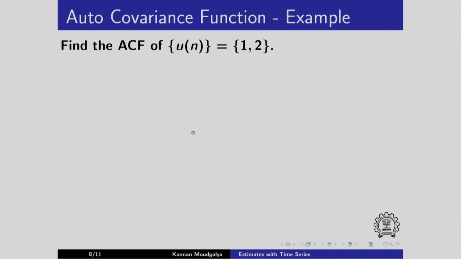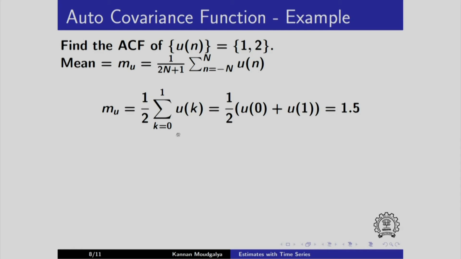Now let us take up an example. Suppose we have u[n] that has only two entries, 1 and 2. Find the autocovariance function, find the estimate, and recall the formula for the mean, small m sub u, is given by this. So the mean you can see immediately as 1.5. You can also use this formula.